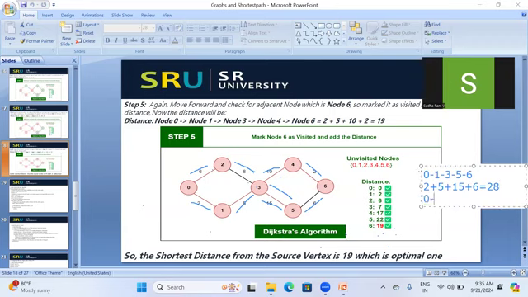And check with another path. Path number 2: 0 to 2, 2 to 3, 3 to 4, 4 to 6. The values are 6 plus 8, 8 plus 10, 10 plus 2. So the total is 26. These are the general paths, whatever we have traversed up to now.